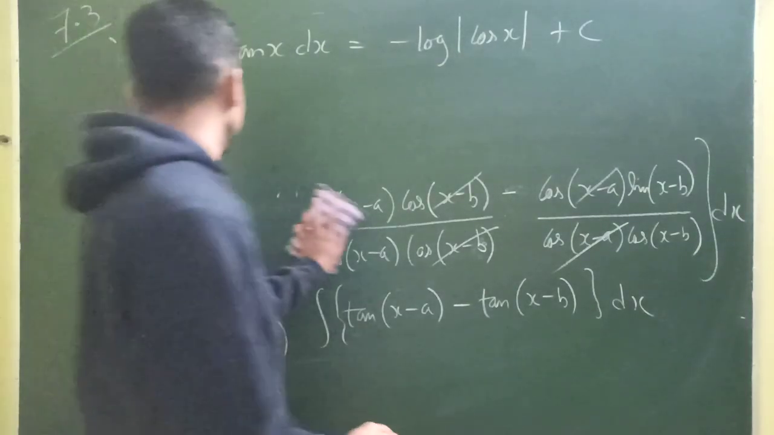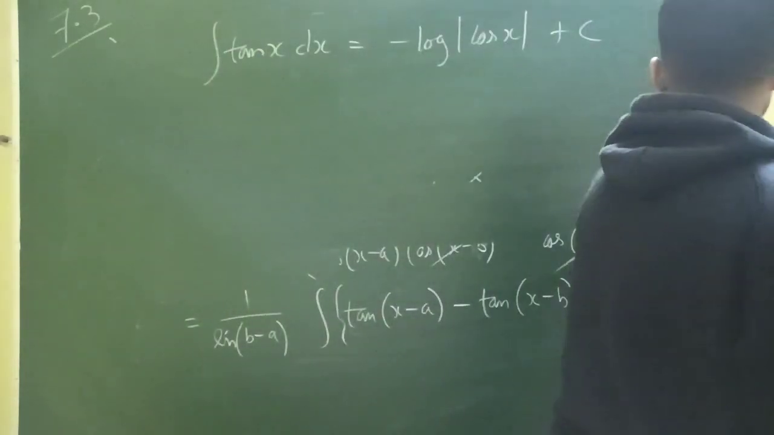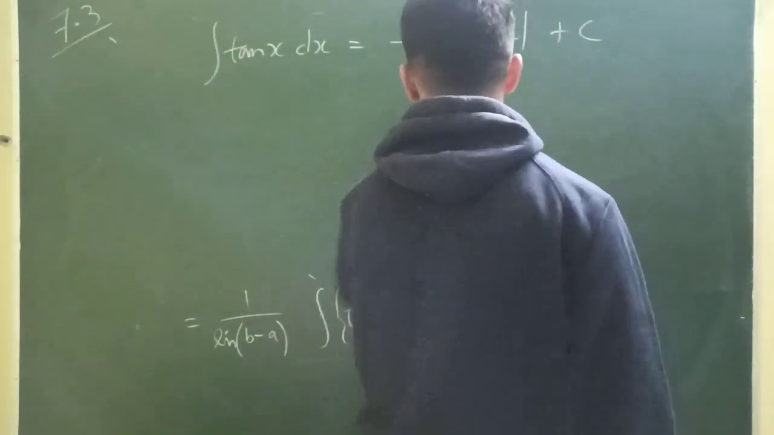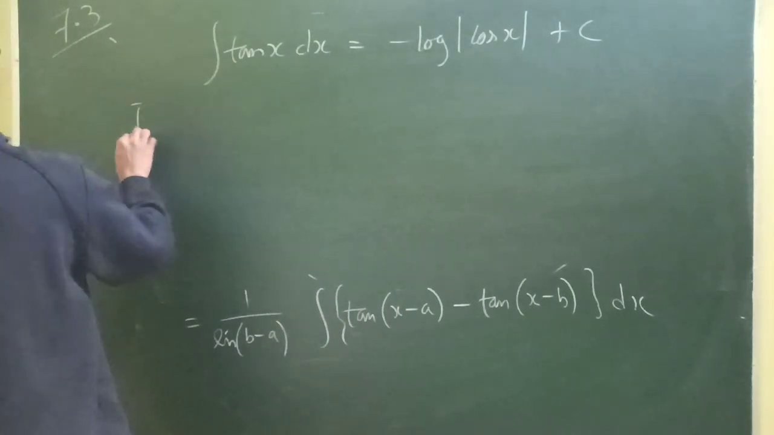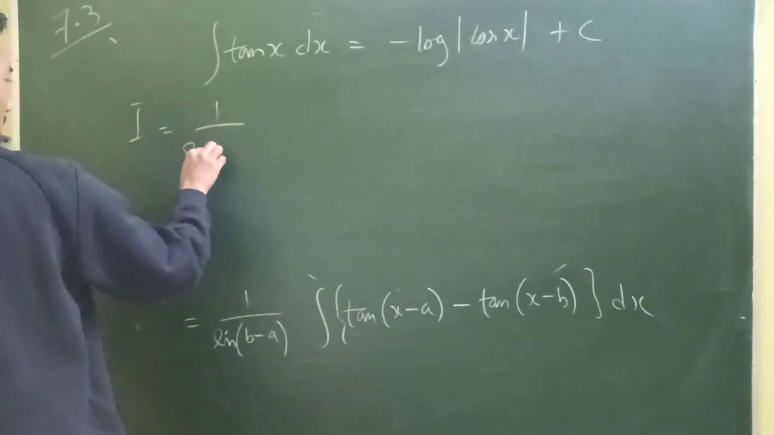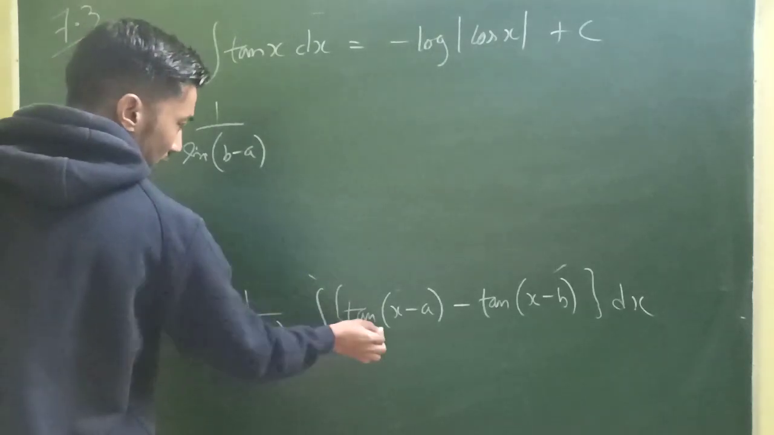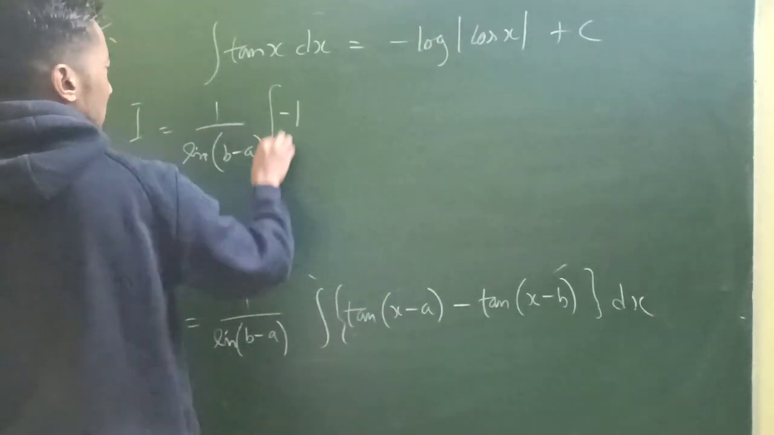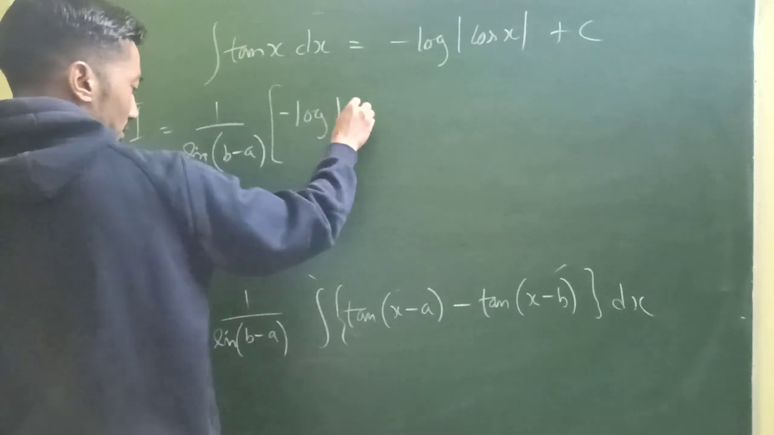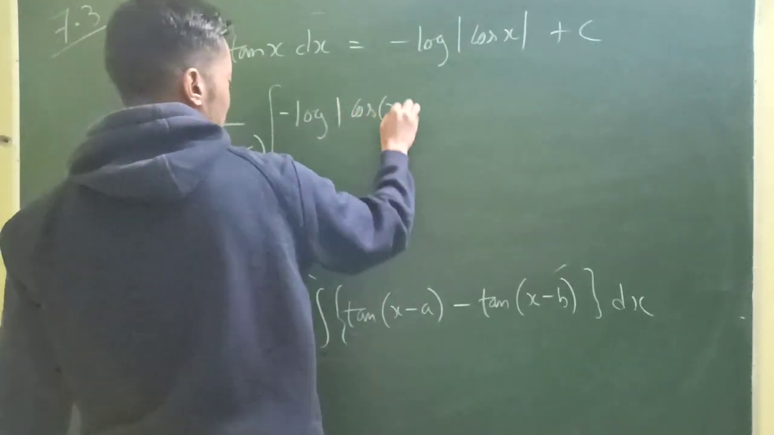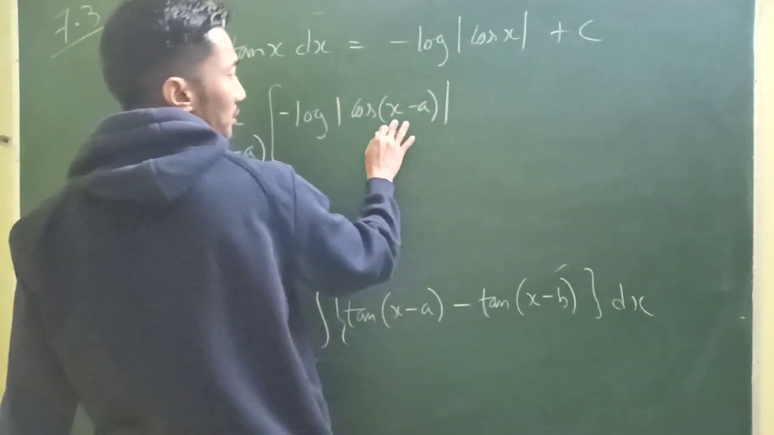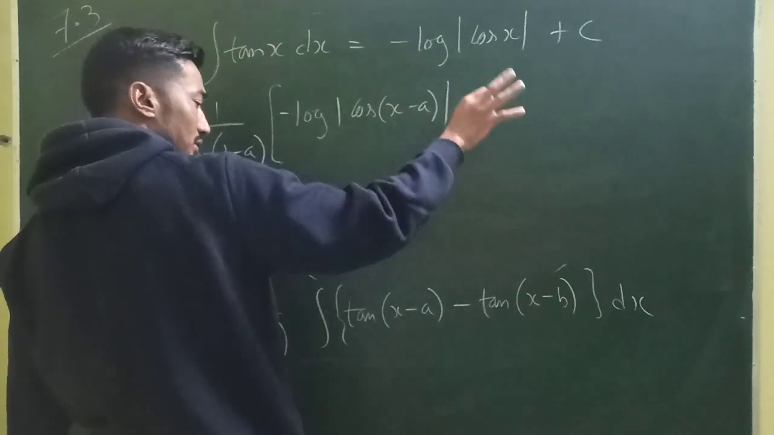So let us apply. Then it will be 1 by sine of (b minus a). Integration of tan(x minus a) will be minus log of cos(x minus a). No coefficient with x, the coefficient of x is 1 only, so no problem.